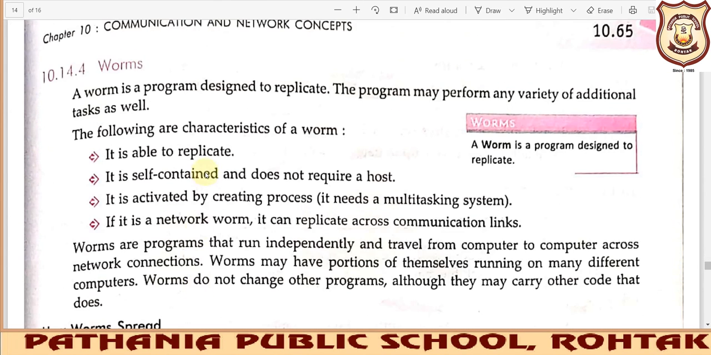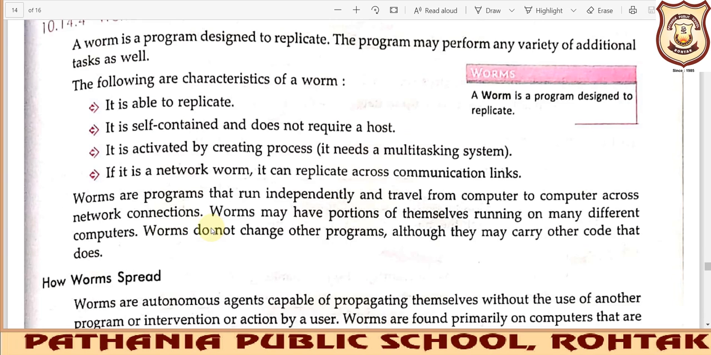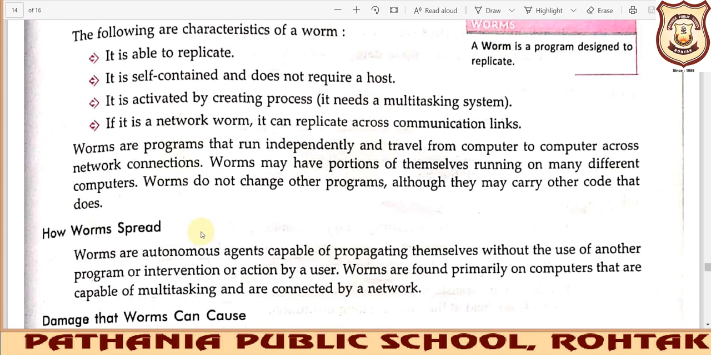So what are worms? Worms are also designed to replicate. So what are the characteristics? They have the capability to replicate, and they don't require a host to which they get attached. They can magnify themselves very easily. They also create network related problems when they enter your computer.